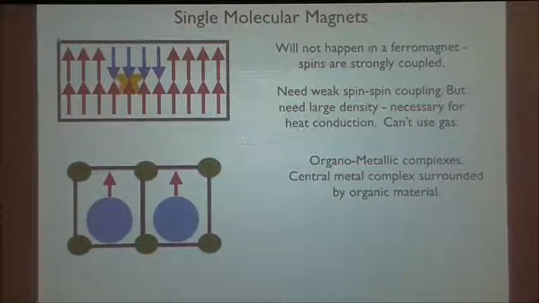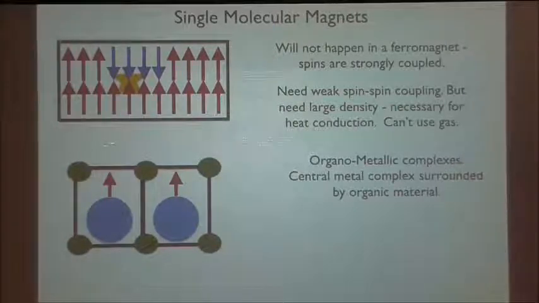So here's how they basically work. You have a central metal complex. Okay, this could be manganese or iron, something like this. There's a huge metal spin sitting there. And what happens is that this thing is now surrounded by organic material. Okay, this could be like an acetate or alcohol or various other systems sitting around it.